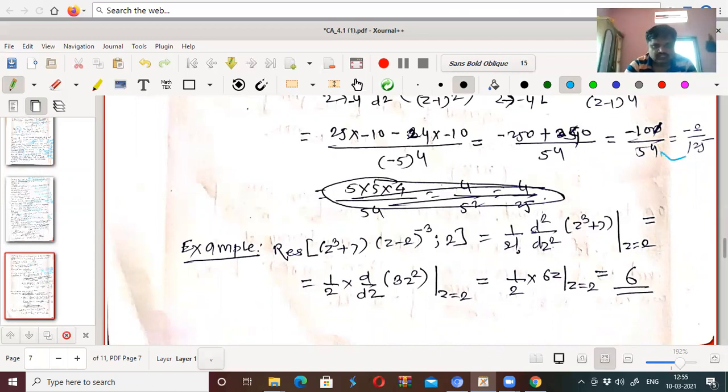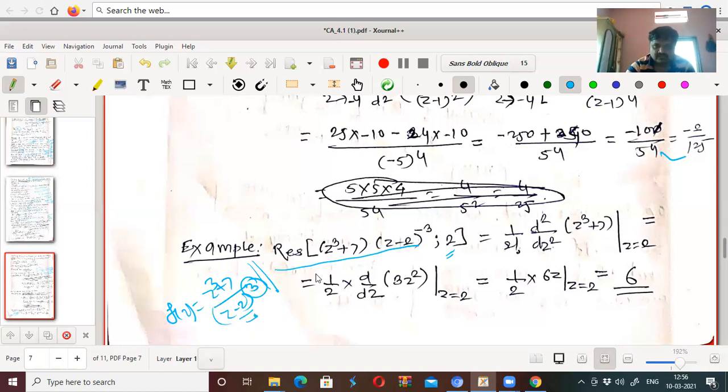Now residue of z cube plus 7 into z minus 2 to the power minus 3 at 2. Here the function is f of z equal to z cube plus 7 upon z minus 2 to the power 3. This function has a singularity at z equal to 2 and the singularity is a pole of order 3, because if I multiply by z minus 2 to the power 3 and take z tends to 2, you will get 2 cube plus 7, that is 8 plus 7, that is 15 as a finite limit. Therefore this function has a pole of order 3 at z equal to 2.